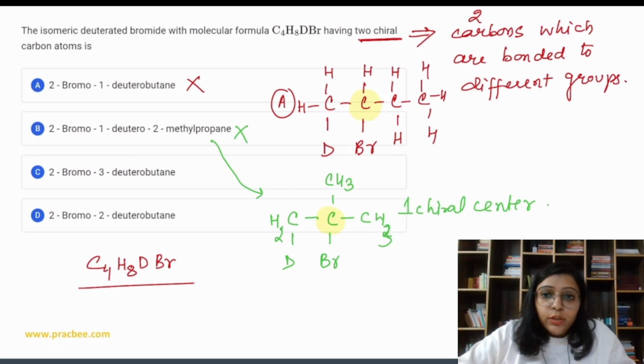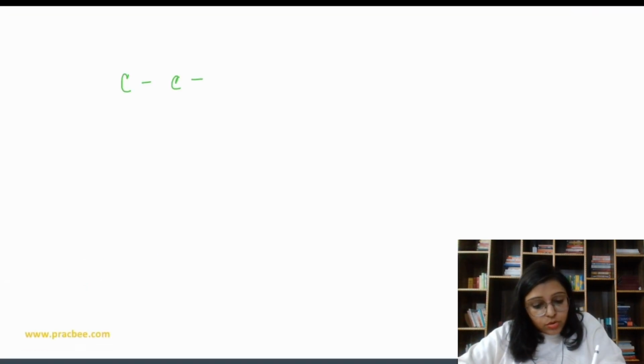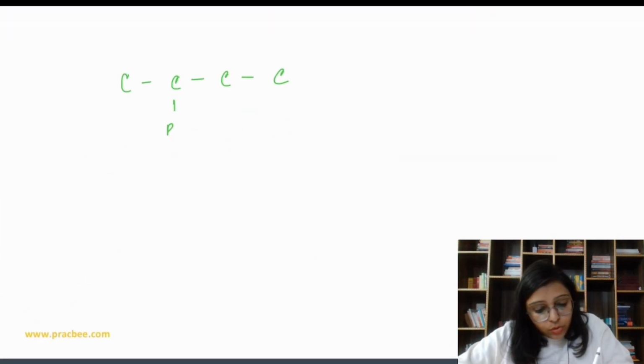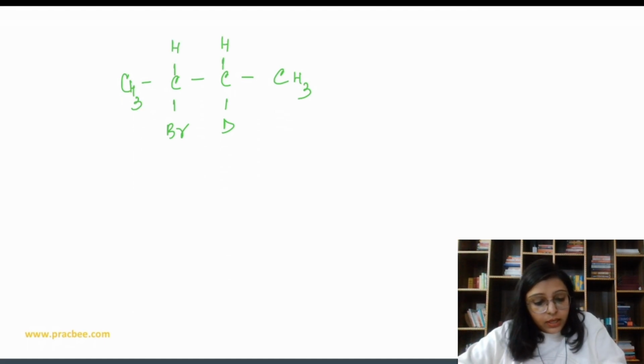2 bromo 3 deuterobutane. 1, 2, 3, 4. 2 bromo and 3 deuterobutane. So this is CH3. Here we write CH3. Here we write H. Here we write H. Now we have 2 chiral centers. See, for this carbon, we have different groups: hydrogen, methyl, bromine, and this complete group. That is going to be the different group, right?